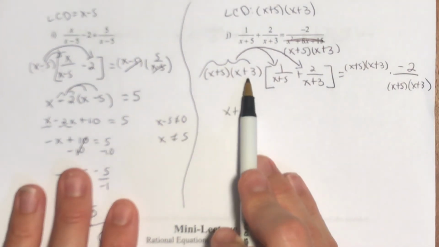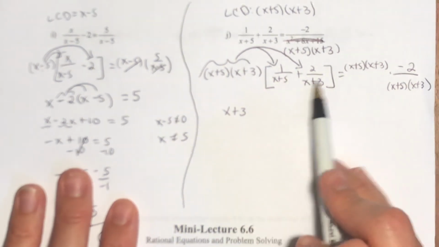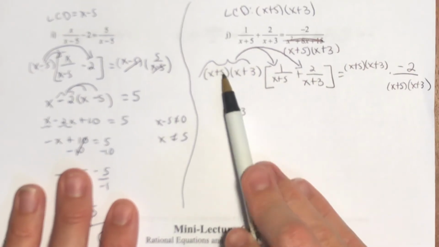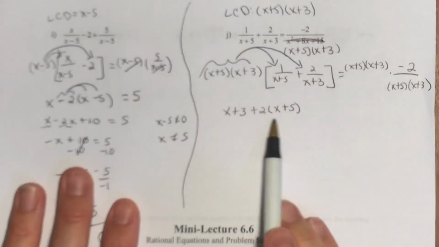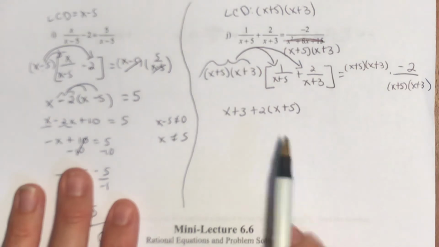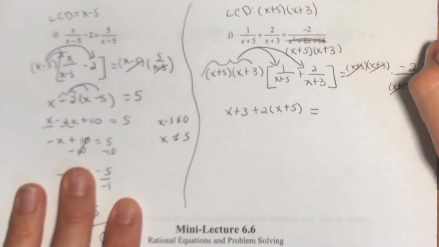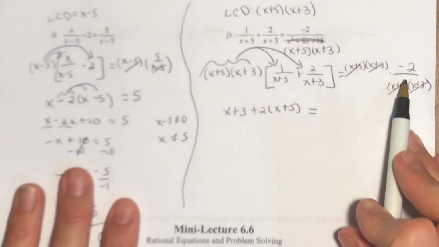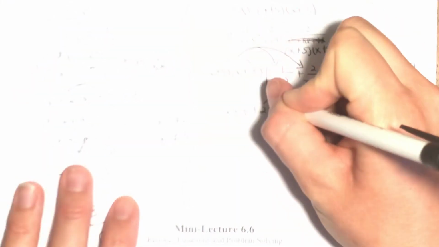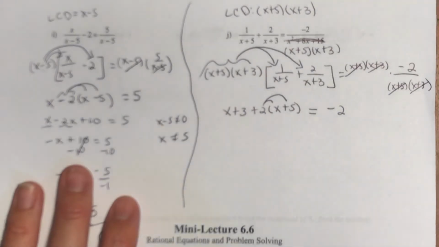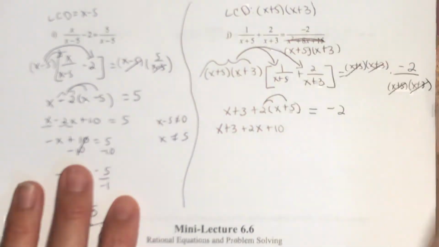When x plus 5 times x plus 3 distributes to 2 over x plus 3, the x plus 3's cancel, and we're left with 2 times x plus 5, so plus 2 times x plus 5, written like this, is equal to, the x plus 5 cancels, the x plus 3 cancels, we're left with a negative 2. Okay, on the left side now, we will have to distribute the 2 into the x plus 5, which will give us 2x plus 10.